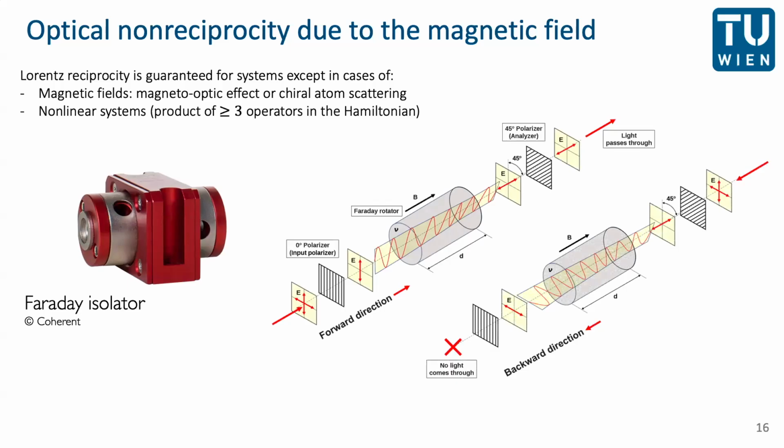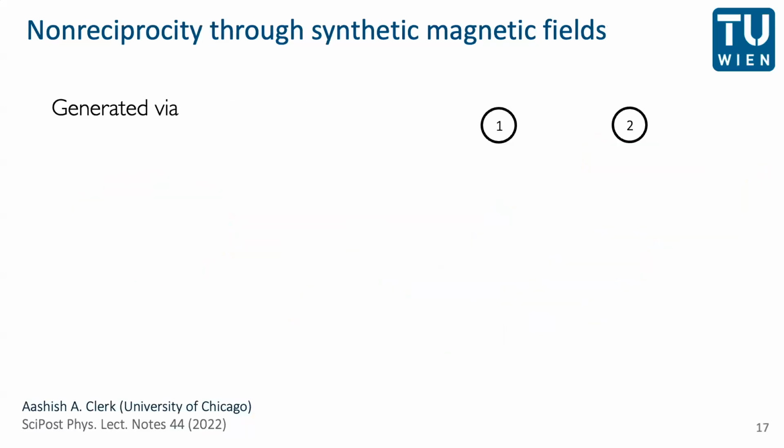The other system in which you can get non-reciprocity is a nonlinear system, with a product of three operators in the Hamiltonian. However, the non-reciprocity does not arise until you linearize the system. So you use the nonlinear Hamiltonian to produce linear non-reciprocal interactions between the ingredients. And this typically requires large magnets, so miniaturization is hard. So people try to do synthetic magnetic fields. And this you can generate in the following way.